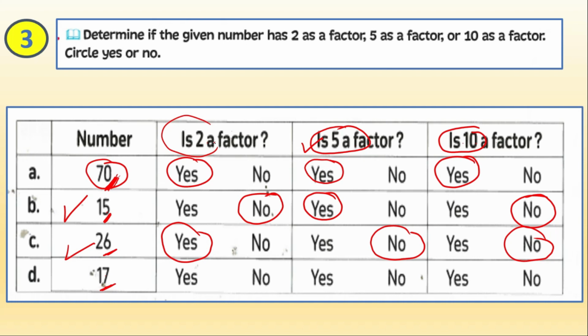5, so 2 is not a factor. Is 5 a factor of 17? No, because the ones digit is not 0 or 5, so 5 is not a factor. Is 10 a factor of 17? Of course not, because the ones digit is not 0.